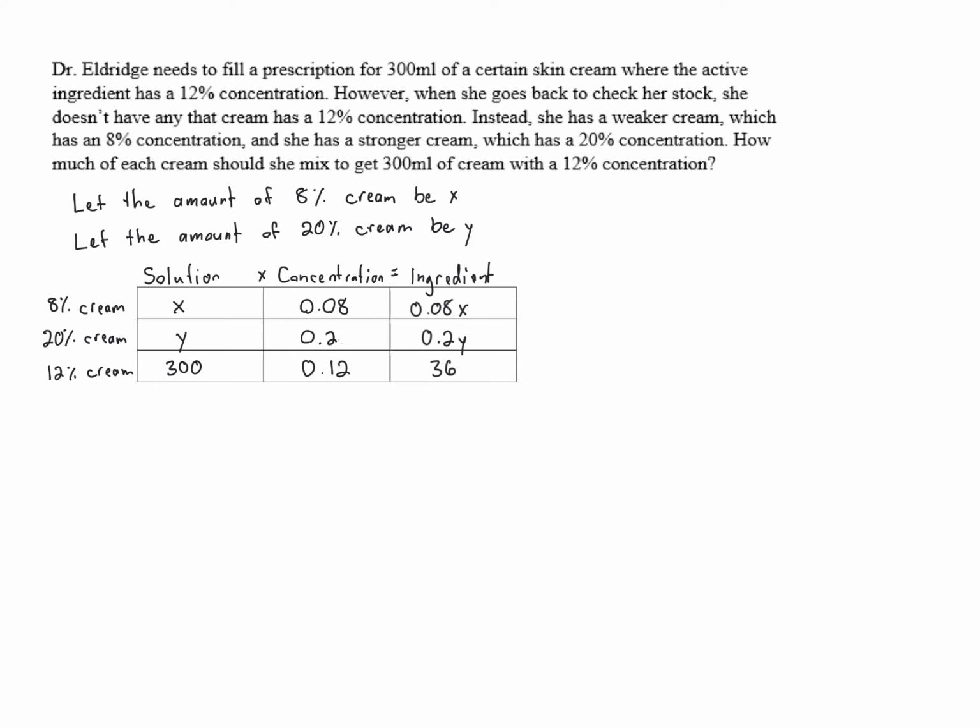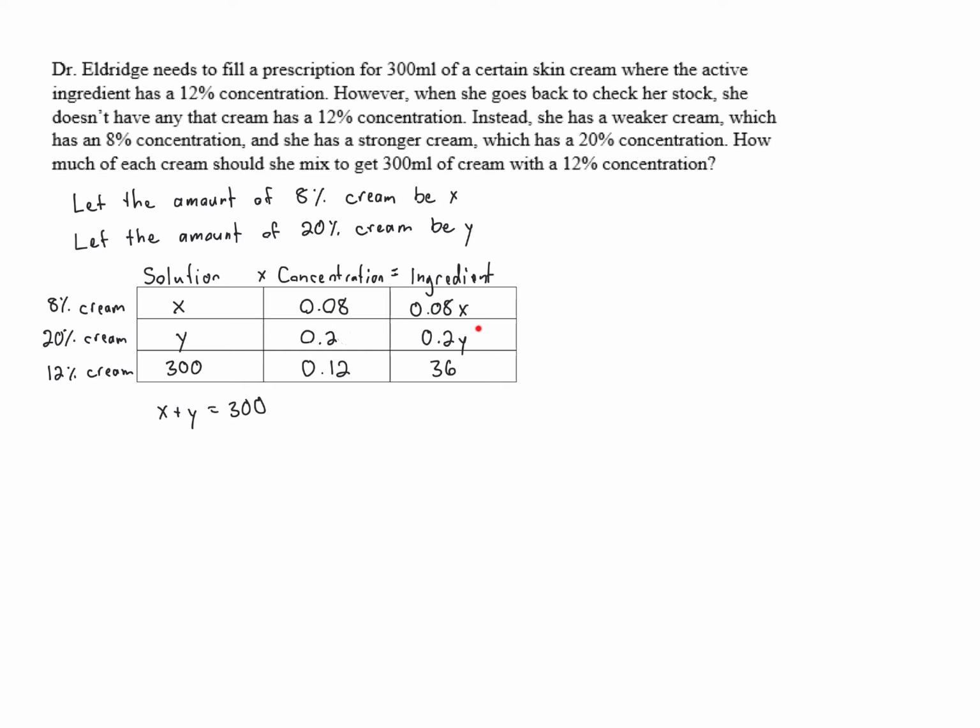What equation will we get from the relationship in the first column? For the first column, we have X plus Y equals 300. That's because we don't know what X and Y are. We don't know how much 8% cream and how much 20% cream get mixed. But the mixture needs to be 300 milliliters in total. So whatever X and Y are, when we add them together, we get 300 in total.